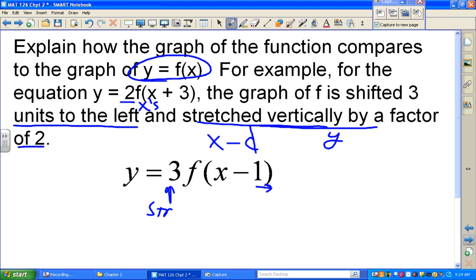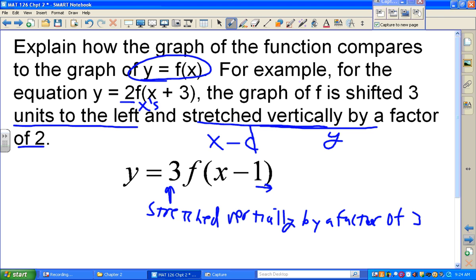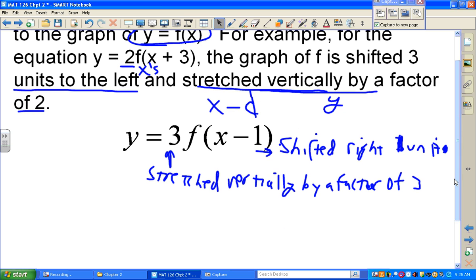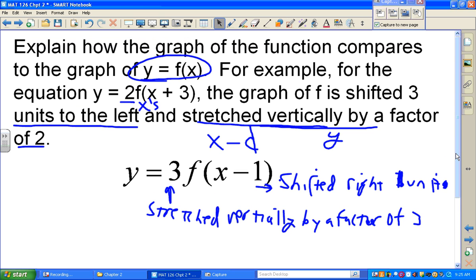This is stretched vertically by a factor of 3. And the graph is shifted to the right 3 units. I sure didn't want to write all that stuff. Oh, it is 1 unit. I was looking at the 3 in front. All right, so shifted to the right 1 unit. Stretched vertically by a factor of 3. All right. See, all those words, not a big deal.